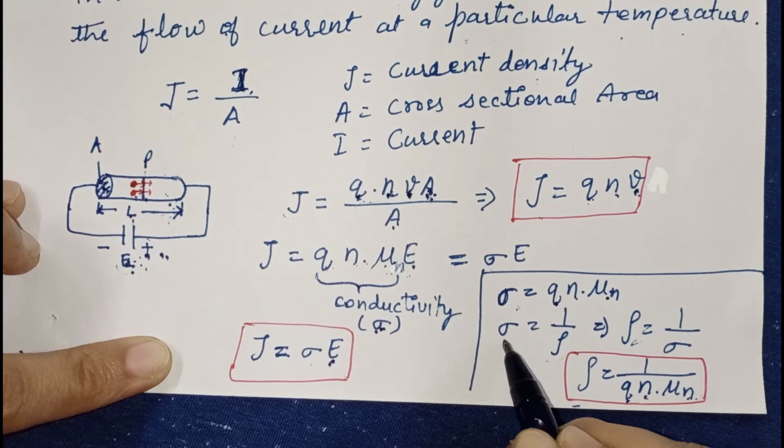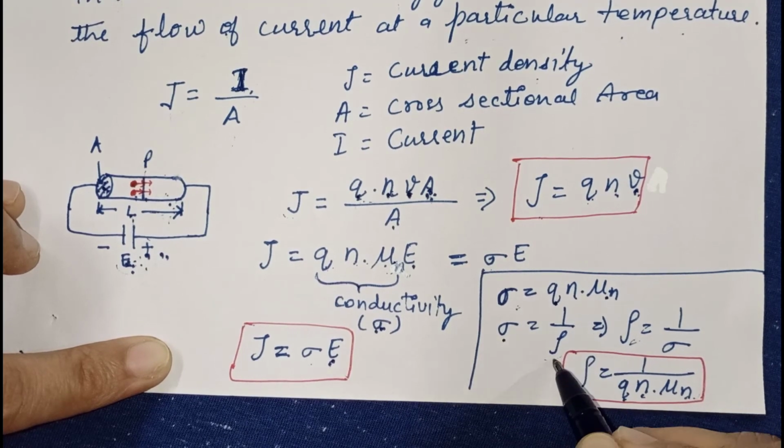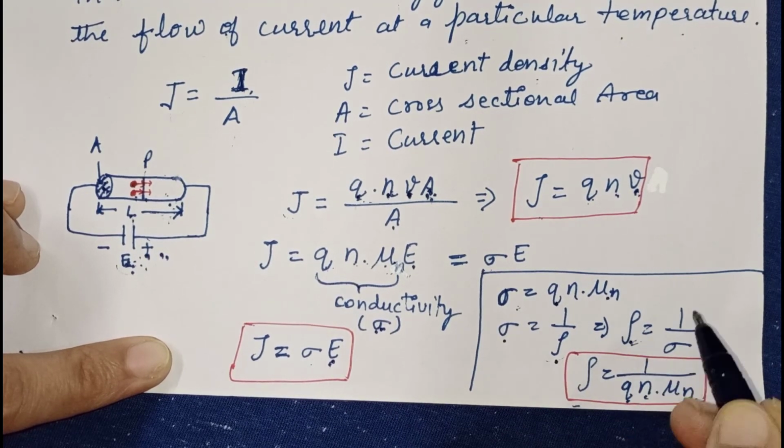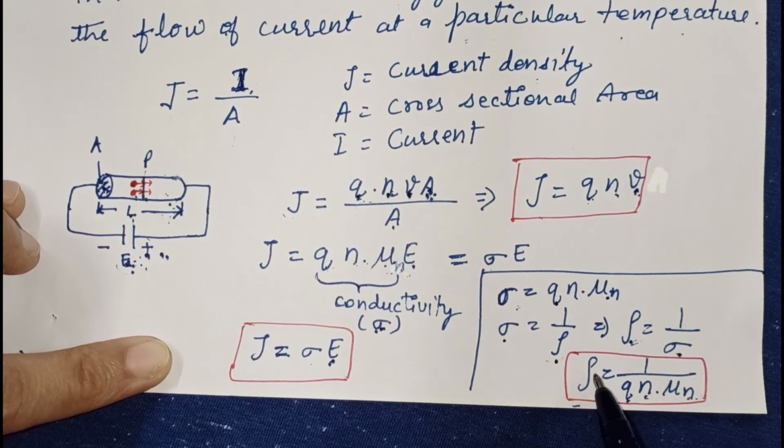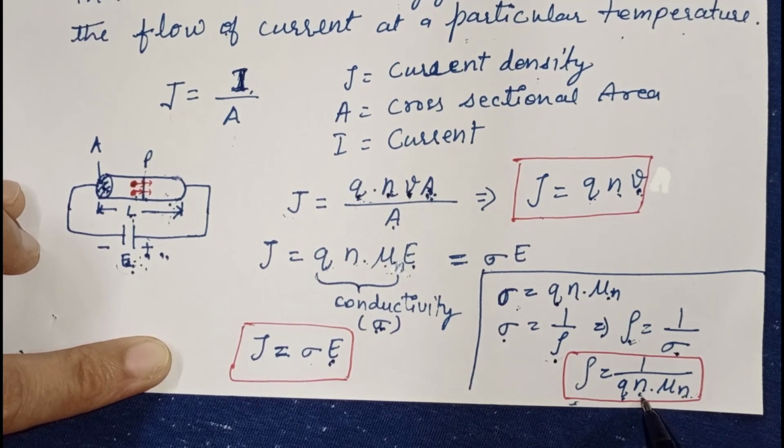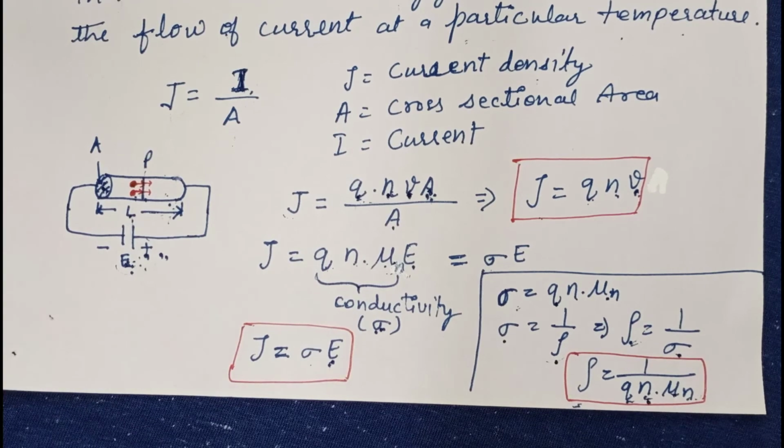Now we know conductivity is the reciprocal of resistivity, and also resistivity is the reciprocal of conductivity. So resistivity equals 1 upon conductivity, which is 1 upon Q n mu. So this is the final equation of resistivity.